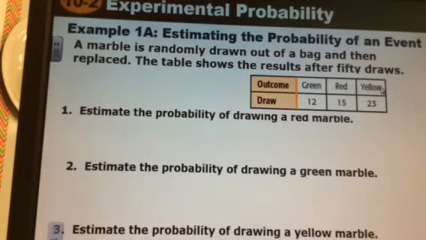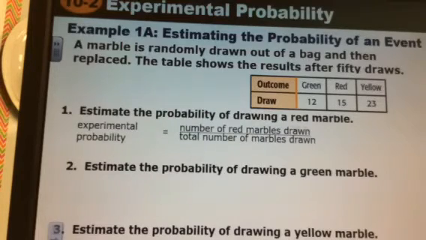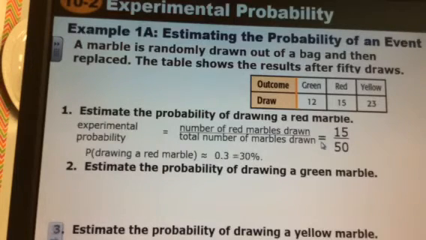And there was green, red, and yellow marbles. So it says estimate the probability of drawing a red marble. And we're estimating. So this is the relative frequency of the reds. So that would be the number of red marbles drawn over the total number of marbles drawn, which would be 15 out of 50. And then you could reduce that, or you could change it to a percent, multiply it by 2 over 2, and you find out it's 30%, or divide the numerator and denominator by 5, and you find that that is 3/10. So either way, it's 30%.